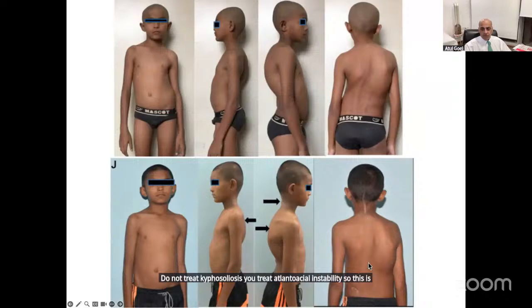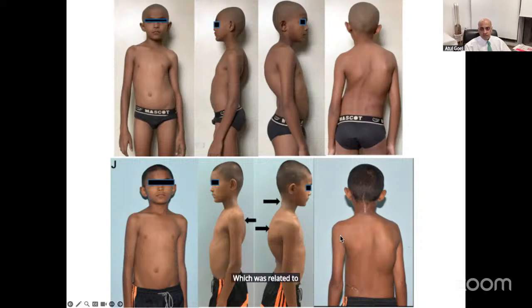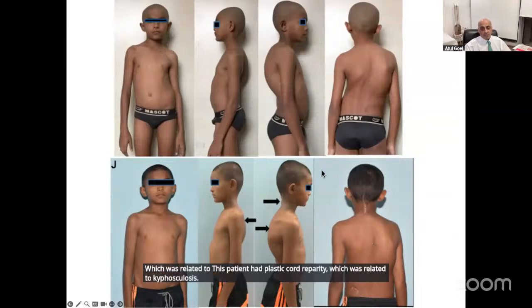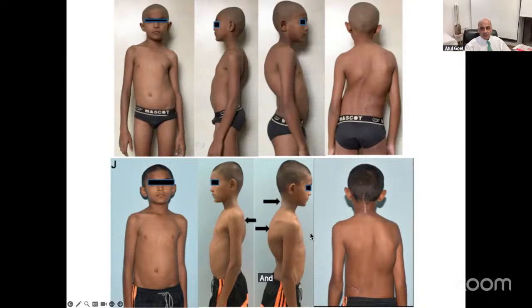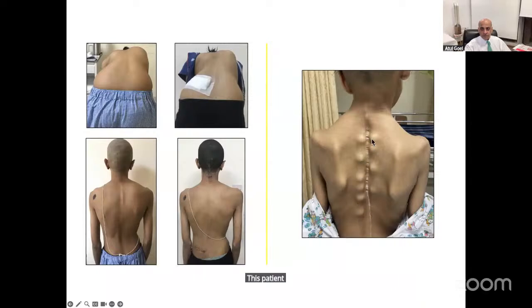So this is immediate post-operative, and about 3 or 4 months after surgery. Not only external appearance, this patient had breathing problem, which was related to kyphoscoliosis. This patient had spastic quadriparesis, which was related to kyphoscoliosis. And if you had treated this, you would have created disaster. This patient has got a new life. This patient was treated with multiple screws. You see these screws and rods are protruding from the spine.